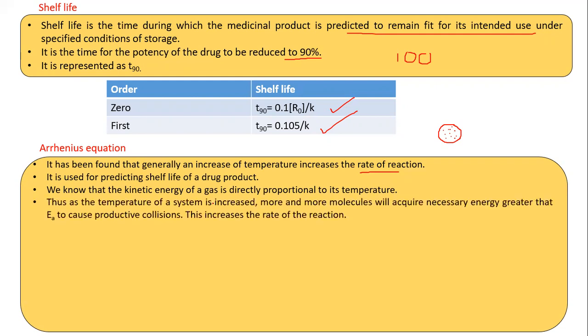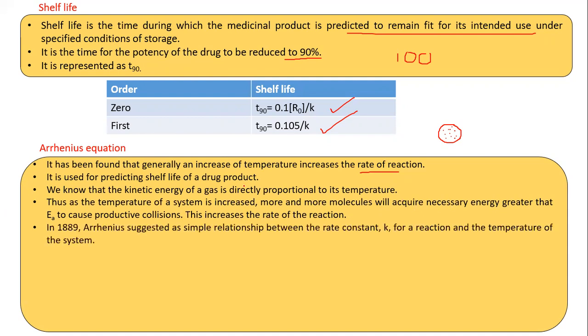As the temperature is increased, the molecules will have more and more energy greater than that of activation energy, and it produces productive collisions. And this will increase the rate of your reaction. It also helps in predicting the shelf life of a drug product.